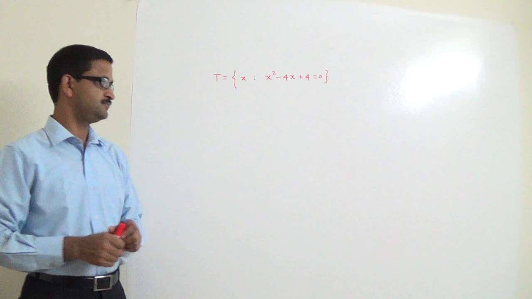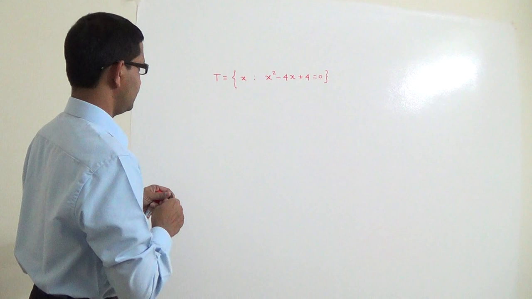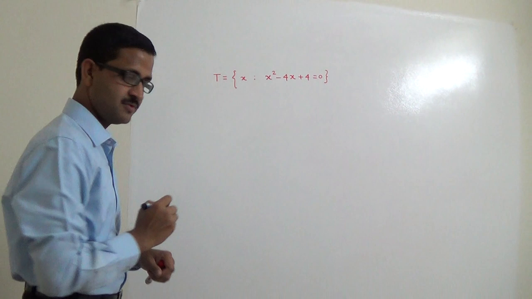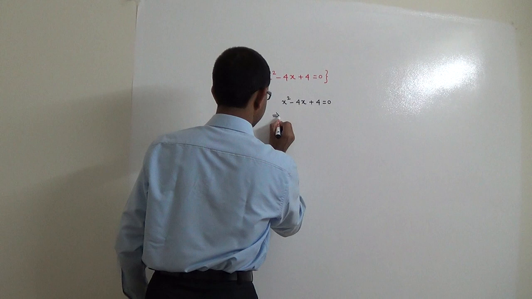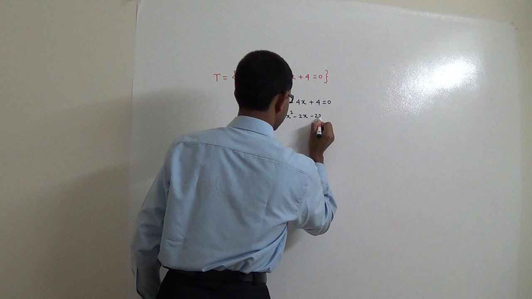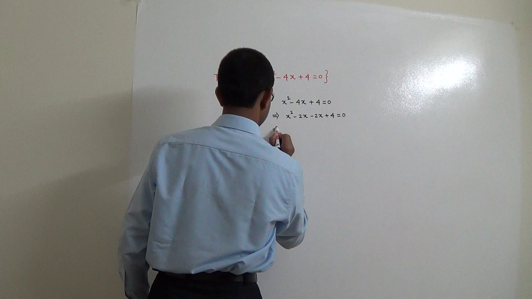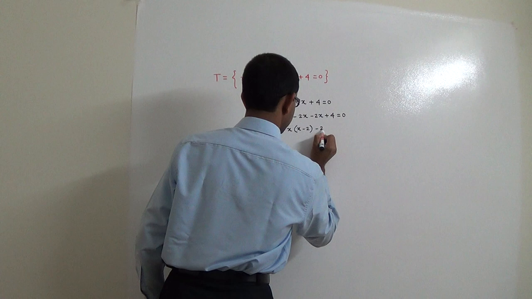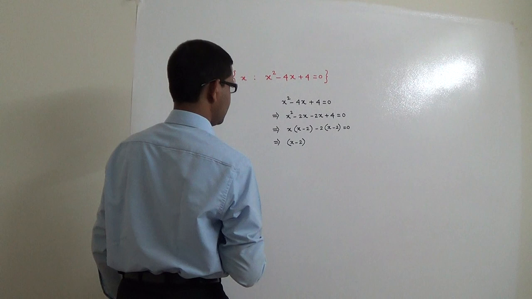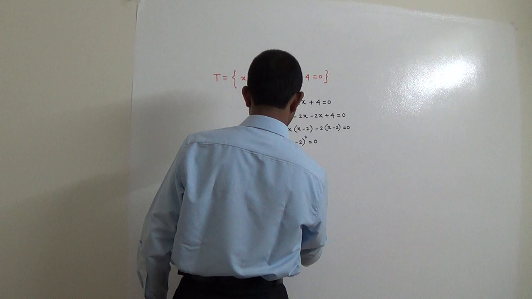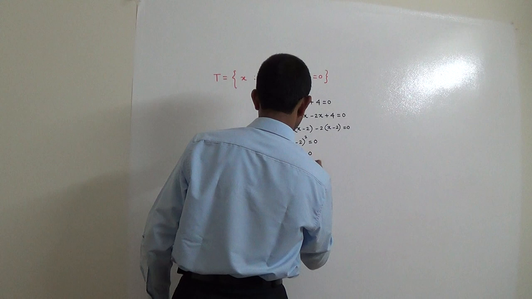Okay, let's see how you can express this set T in roster form. If we see this equation x square minus 4x plus 4 equal to 0, how can we solve it? x square minus 4x plus 4 equal to 0. This implies x square minus 2x minus 2x plus 4 equal to 0. This implies x into x minus 2 minus 2 into x minus 2 equal to 0. That implies x minus 2 whole square is equal to 0. That implies x minus 2 equal to 0. That implies x equal to 2.